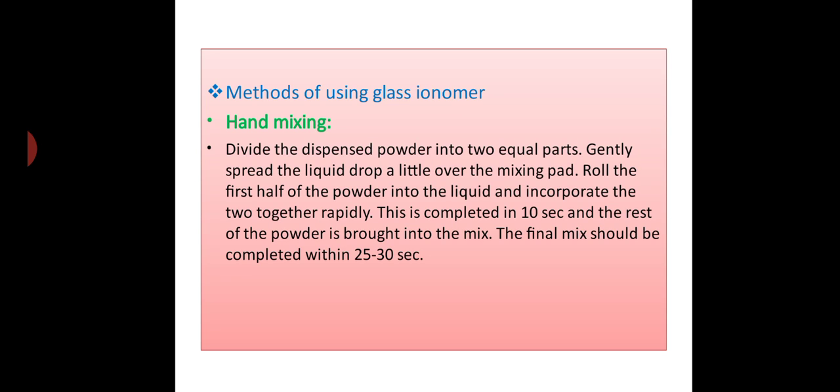Now, methods of using glass ionomer. Hand mixing. Divide the dispensed powder into 2 equal parts. Gently spread the liquid drop a little over the mixing pad. Roll the first half of the powder into the liquid and incorporate together rapidly. This is completed in 10 seconds, and the rest of the powder is brought into the mix. The final mix should be completed within 25 to 30 seconds.